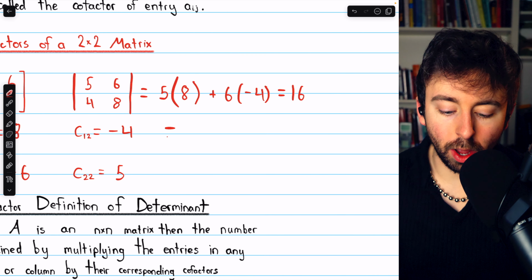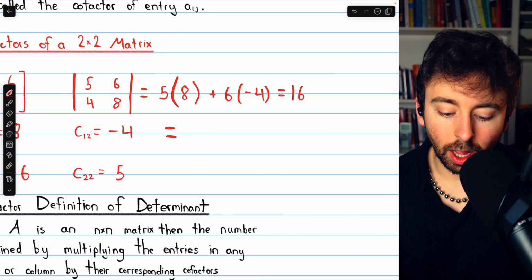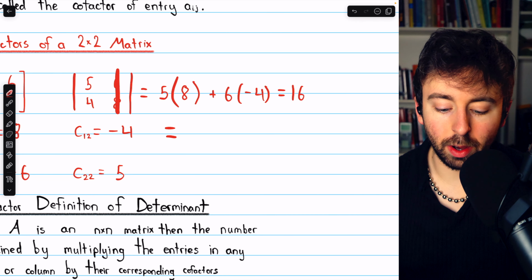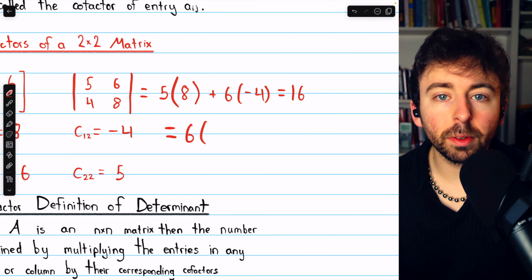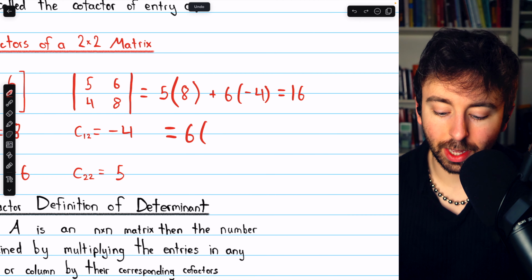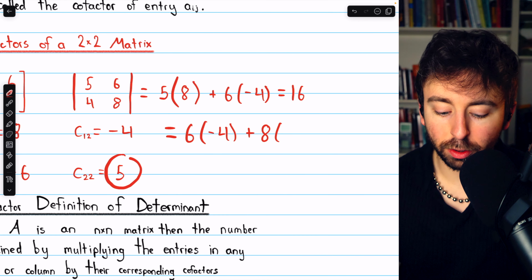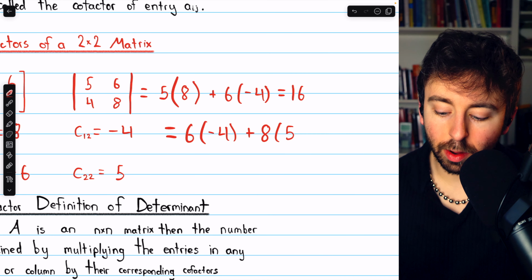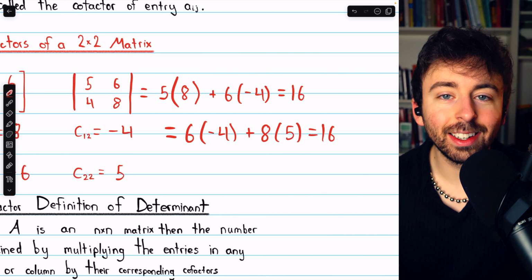And yes, we could have also done this along a column. Suppose we did the cofactor expansion along column 2. Well, then we would start with the first entry of column 2, which is 6, and then multiply by its corresponding cofactor, which is C12. That's -4. Then we would add the next entry in the column, which is 8, multiplied by its corresponding cofactor, which is 5. This time we have -24 plus 40, which again is 16.